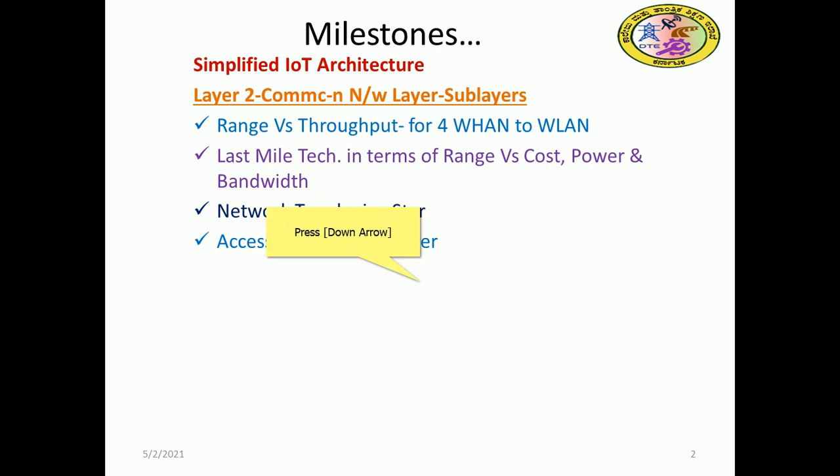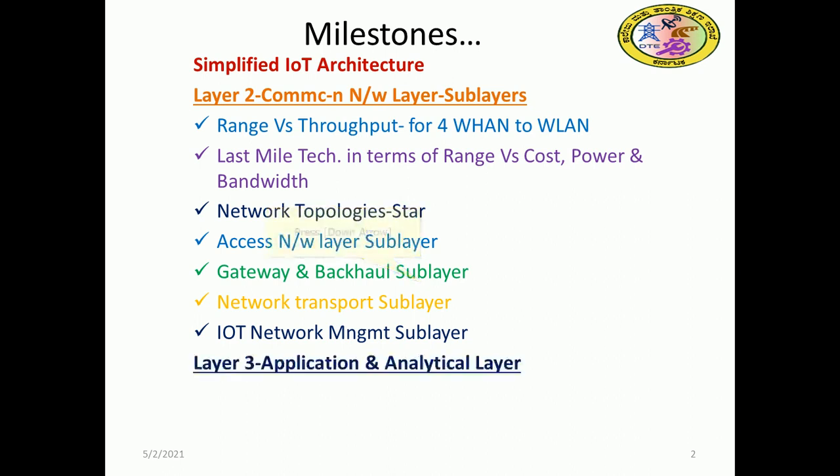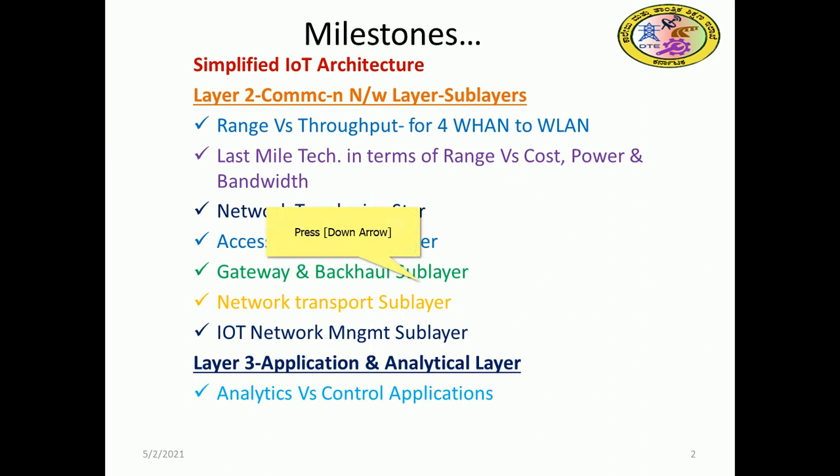The access network layer is a sub layer of this communication network layer, along with the gateway and backhaul sub layer, the network transport sub layer, and the management sub layer, the IoT management sub layers. Layer 3 will also be discussed here, that is the application and analytics layer, the top layer, which is very close to or hosts the cloud center or the data center. We will see what properties or attributes are expressed there.